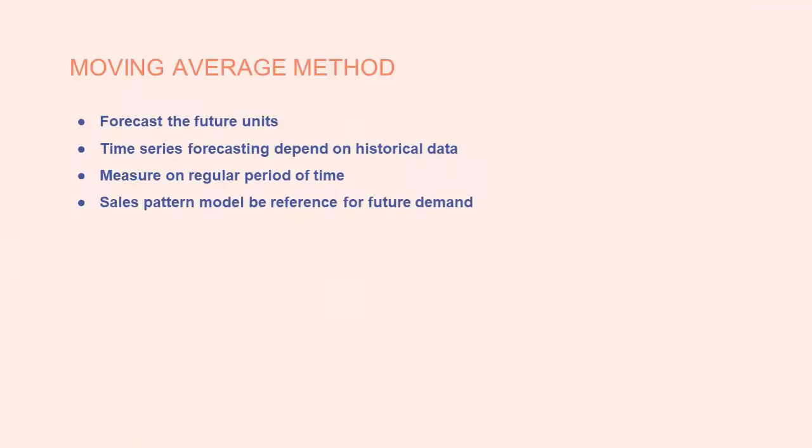The next one is moving average method. Moving average method in production planning and control is also used in this project. It is used to forecast the future units of sales. Time series forecasting depends on historical data and is measured based on regular periods of time. After analyzing the moving average rate, we can construct a sales pattern model. The sales pattern model can be referenced.